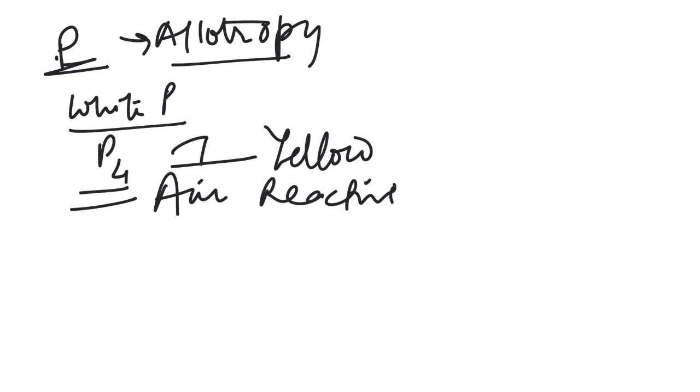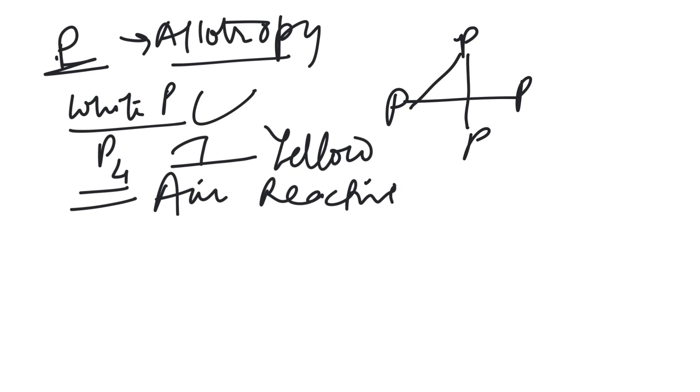Sorry, white phosphorus is very reactive. So what is the reason? That is very important. What is the reason for the reactivity of phosphorus? The reason is that this is the structure of phosphorus, P4, and you see the angle is very less, it is only about 60 degree. Okay, 60 degree angle is there.